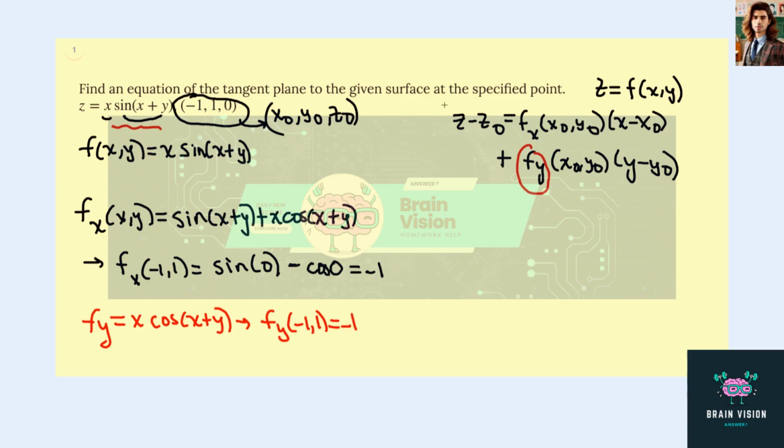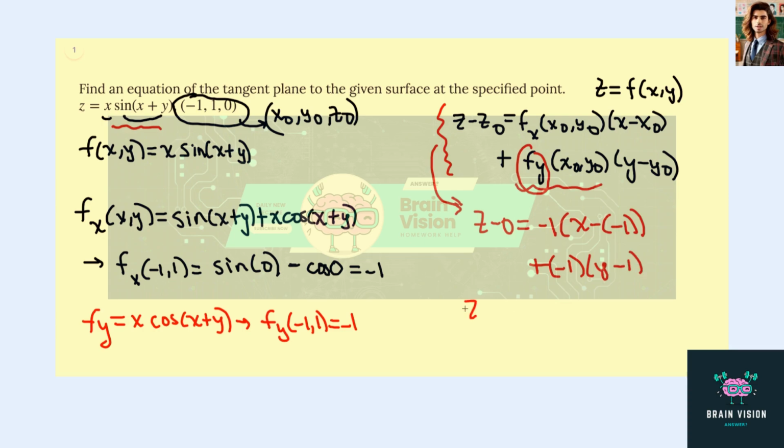So now let's plug in all this information into the formula for the plane. So we have z minus 0, so that's just z. Fx, that was -1, the partial derivative. And then x minus -1. Plus, and then now we're on to y. So this is -1. And then y minus 1.